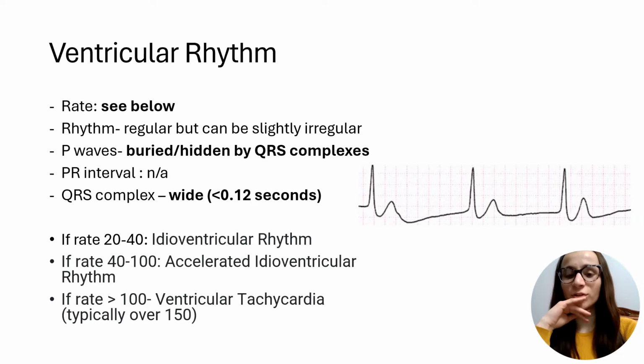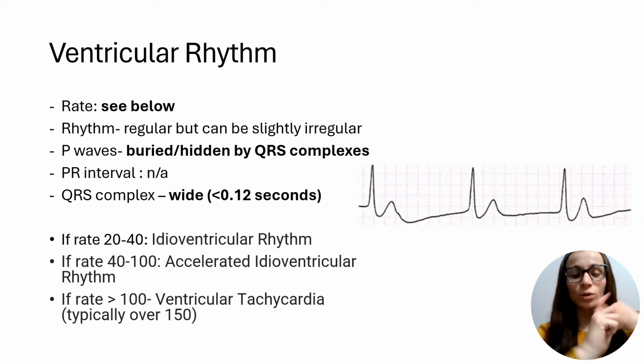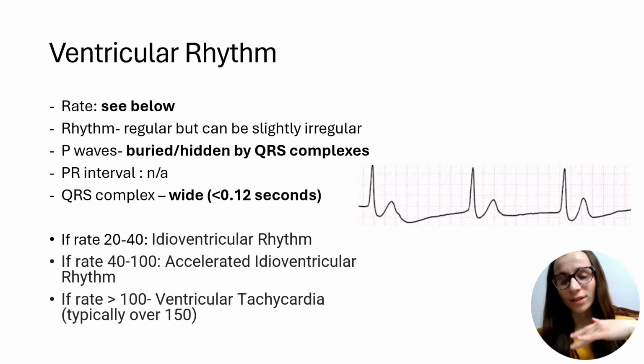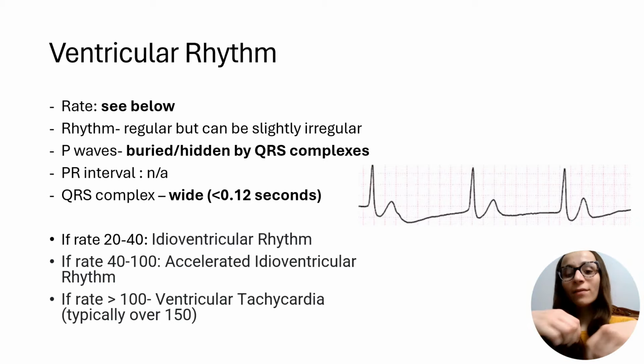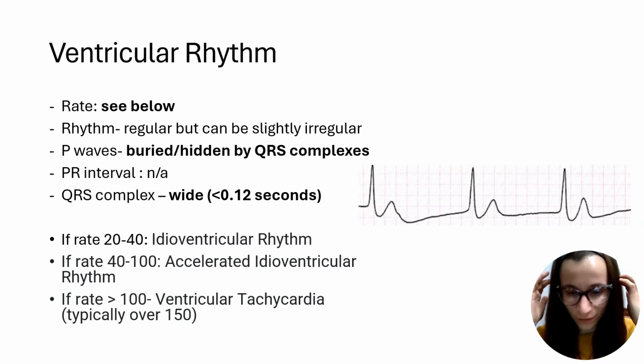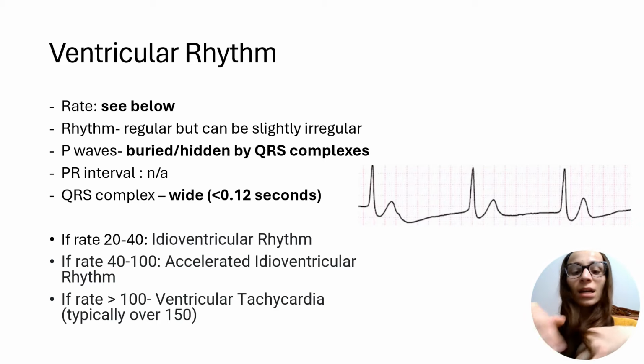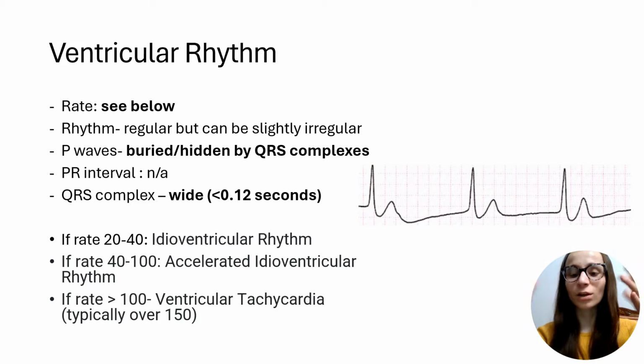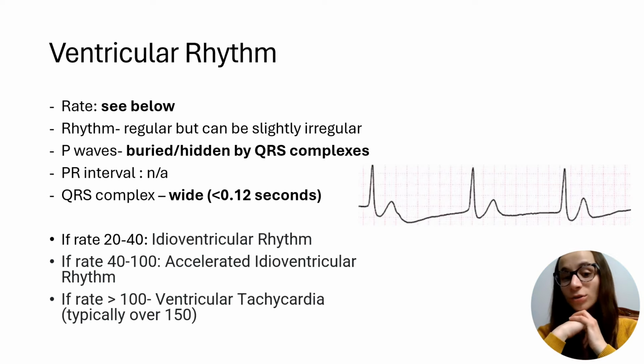Okay, so now we're going to be talking about ventricular rhythms. Specifically, we're going to go through each one. The hallmark of ventricular rhythms is going to be a widened QRS complex because ventricular depolarization, contraction, is abnormal. So the rate is going to depend on which one. For instance, if the rate is 20 to 40, it's going to be idioventricular rhythm. If the rate is 40 to 100, it's going to be accelerated idioventricular rhythm. And if the rate's over 100, or typically over 150, it's going to be ventricular tachycardia, also known as VTAC.